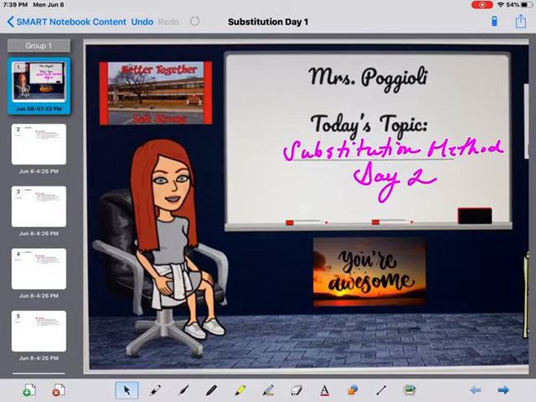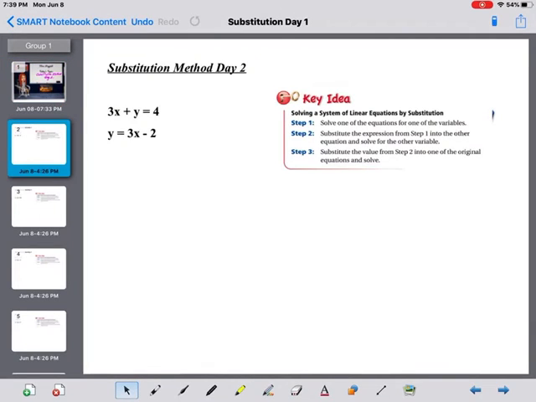Hi guys, so today we're going to do our second day of substitution. You're going to see the steps are generally the same. The equations that you're given initially will look a little bit different than yesterday.